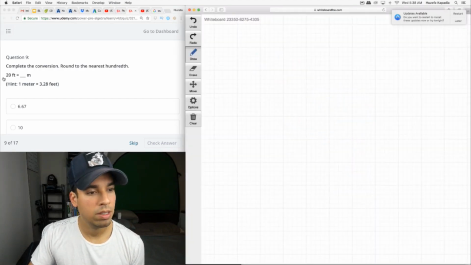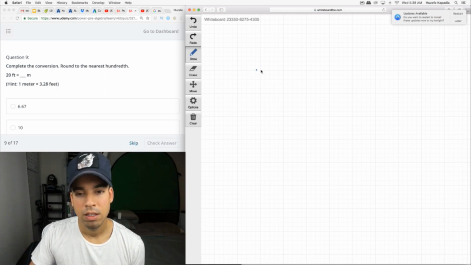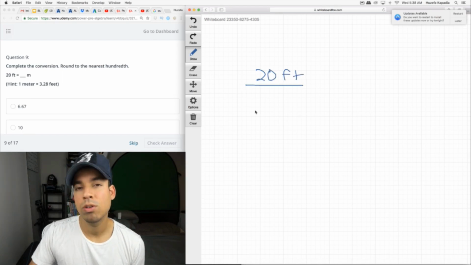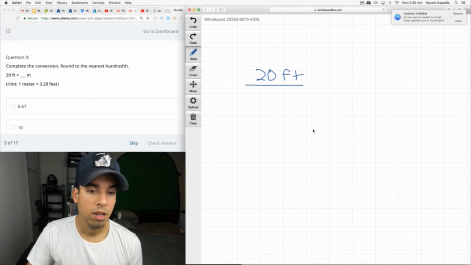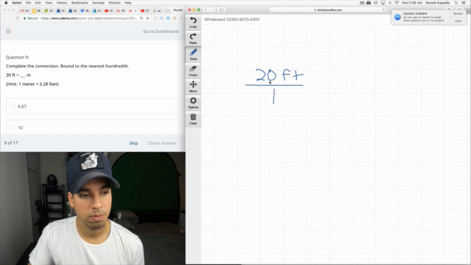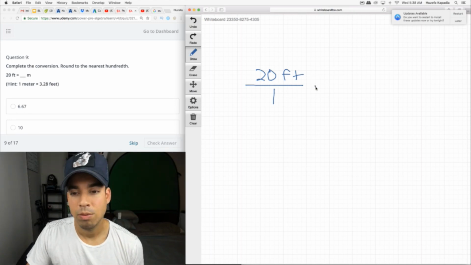Question number 9, complete the conversion. 20 feet is how many meters? And we know that 1 meter is 3.28 feet. Well, here's how we set one of these up. It's very important because I think a lot of times people know we take that conversion, we multiply or divide, but the question is, what do we do? So we start with our original value of feet, and we want to convert it to meters.